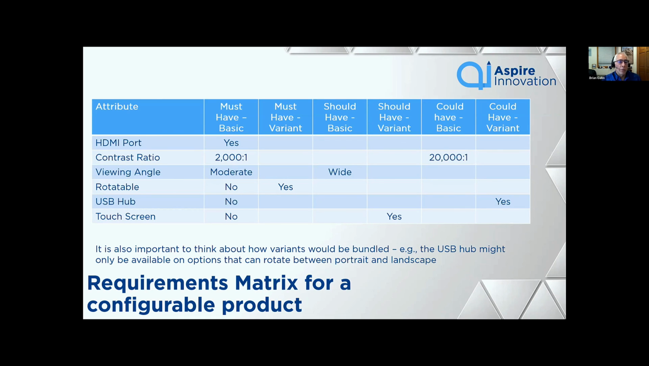Here, we go through the same analysis. In the previous one, we decided the base product wasn't going to be rotatable, but we want a variant where we can rotate it between landscape and portrait. And it would be nice if we can put a USB hub in later, if it doesn't add cost to the most basic version, the base model. And it'd be nice to be able to turn this into a touchscreen. You can see it's very clear to describe what you want as variants separately from what you want in the base product, to make it clear to the organization and have those goals be clear.